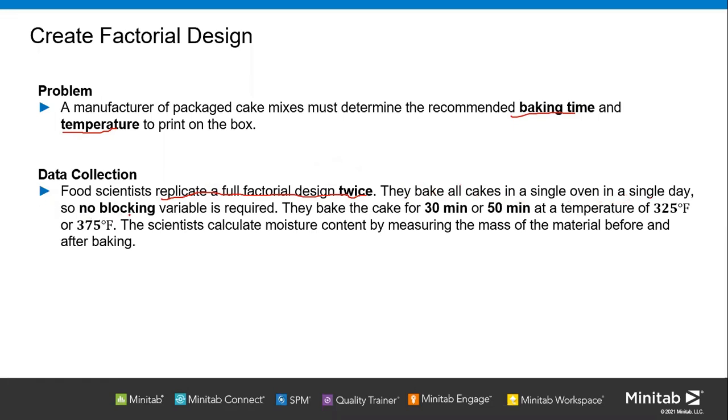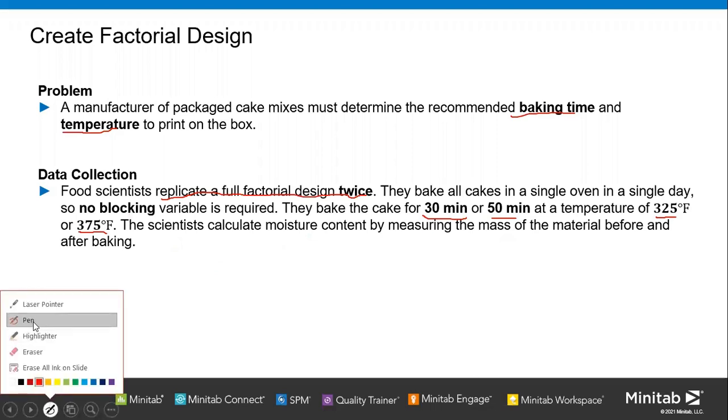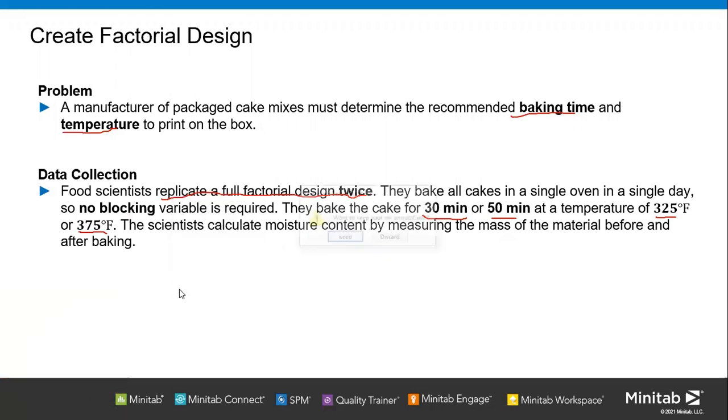For example, if you have a morning experiment and a night shift experiment, we consider that to have blocking. Then they bake the cake for 30 minutes and 50 minutes at a temperature of 325 Fahrenheit and then 375 Fahrenheit. The scientists calculate the moisture content by measuring the mass of the material before and after baking. So I think it's easy to go to Minitab.